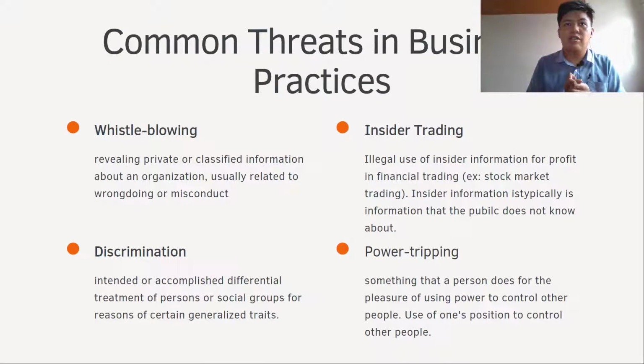Next is discrimination. As we've had from our previous lecture, discrimination is intended to accomplish differential treatment of persons or social groups for a certain set of traits. So again, income, racial, gender discrimination. This is already something you know.